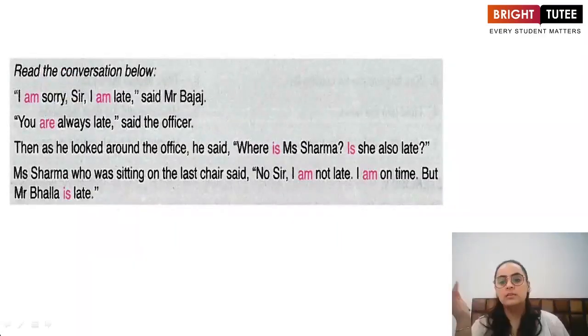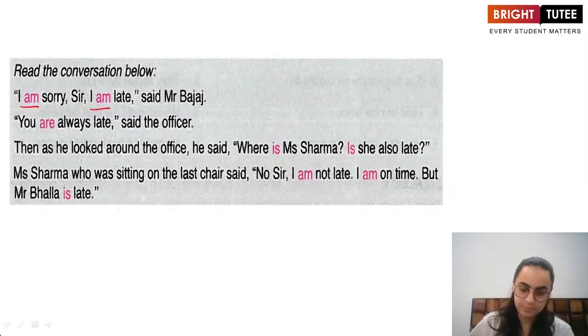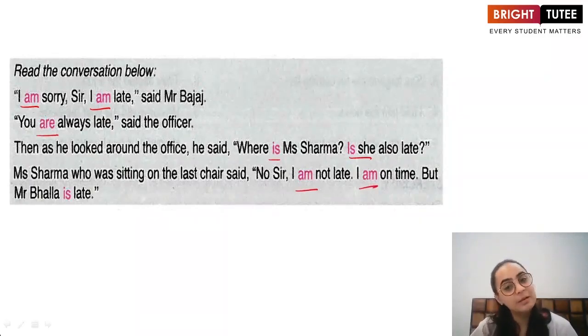For example, let us read this conversation here. I am sorry, sir. I am late, said Mr. Bajaj. You are always late, said the officer. Then, as he looked around the office, he said, where is Miss Sharma? Is she also late? Miss Sharma, who was sitting on the last chair, said, no, sir, I am not late. I am on time, but Mr.